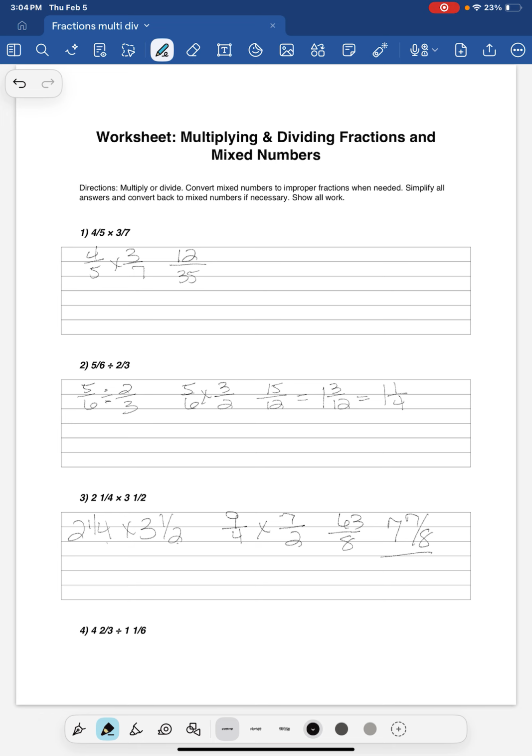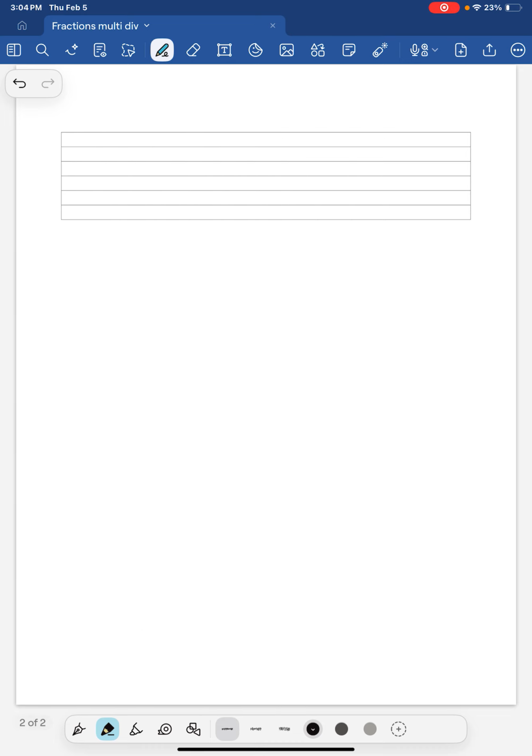Okay, we're going to do the same thing if we're dividing. We've got 4 2/3 divided by 1 1/6. Again, we need to make improper fractions. 4 times 3 is 12, plus 2 is 14, so 14/3, divided by 1 times 6 is 6, plus 1 is 7, so 7/6. Now remember, we have to take that next step with division where we flip the second fraction.